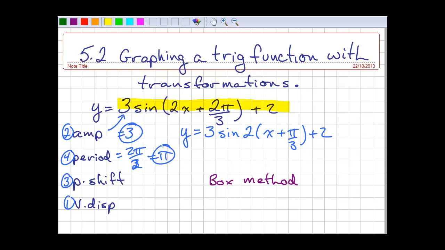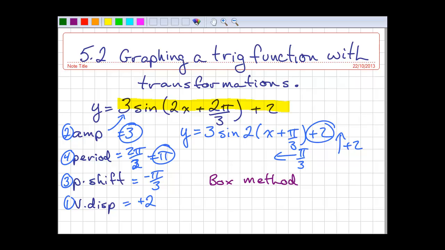Then we've got the phase shift. So the phase shift, the h value inside the function here, tells me that we're going to be moving left π/3. So negative π/3. And our vertical displacement, our k value, tells us that we're going to be moving up 2. So I can use that to graph the function.